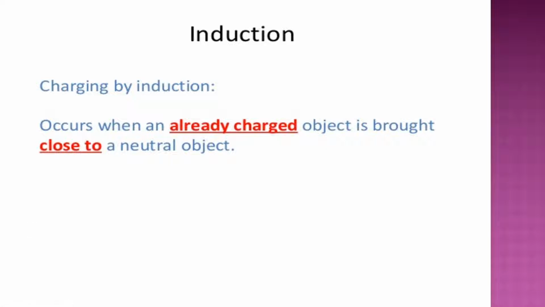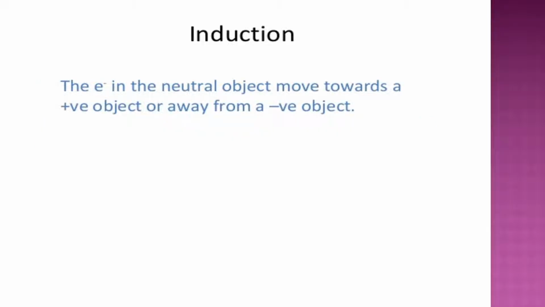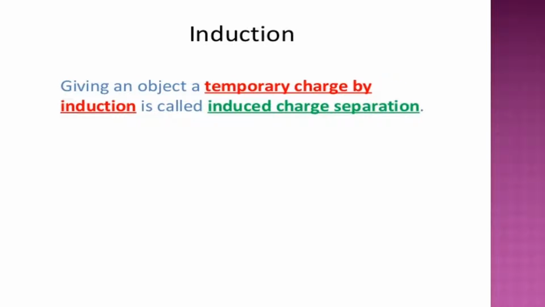Now we have to see charging by induction. Charging by induction occurs when an already charged object is brought close to a neutral object, and the charge in the neutral object moves towards a positive object or away from a negative object. Giving an object a temporary charge by induction is called induced charge separation.